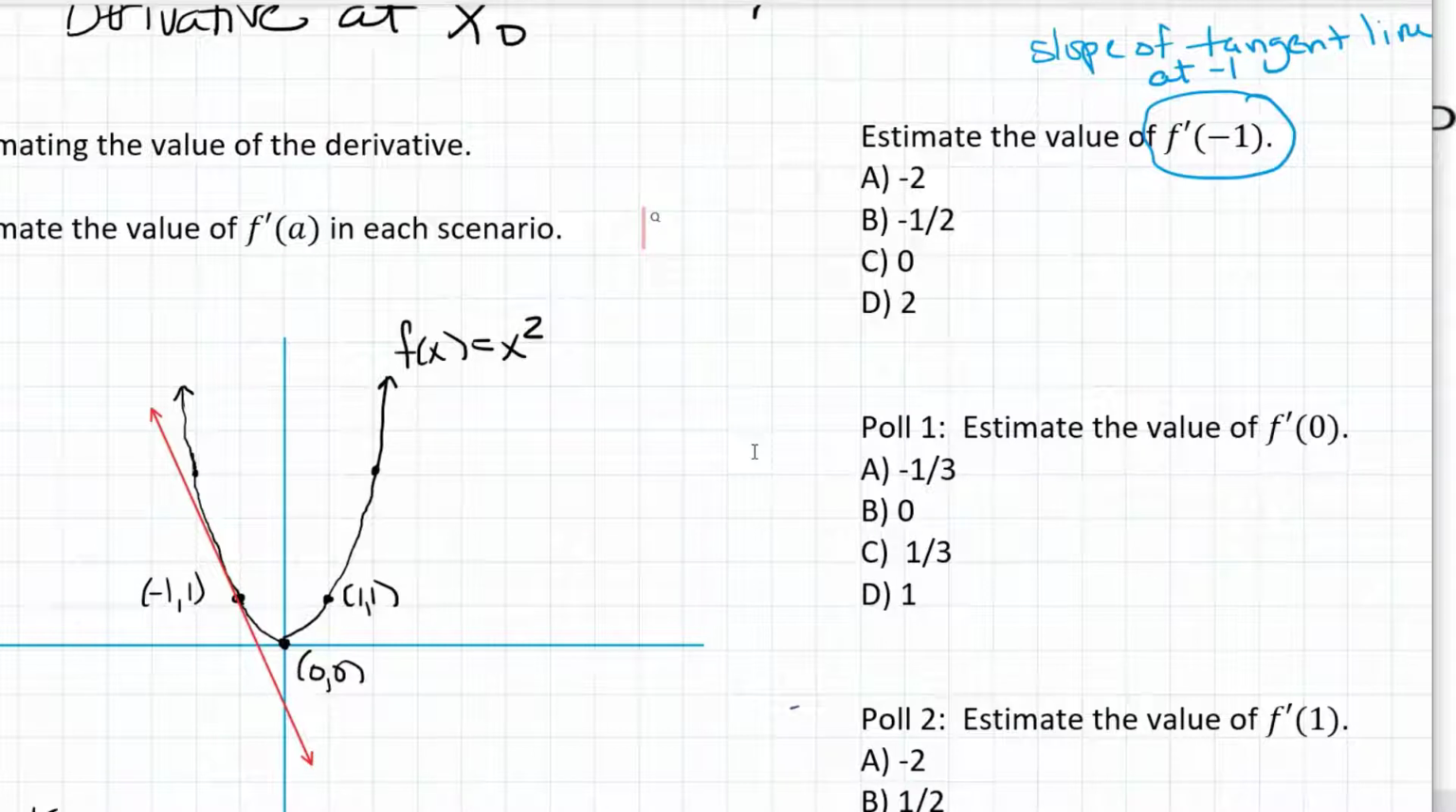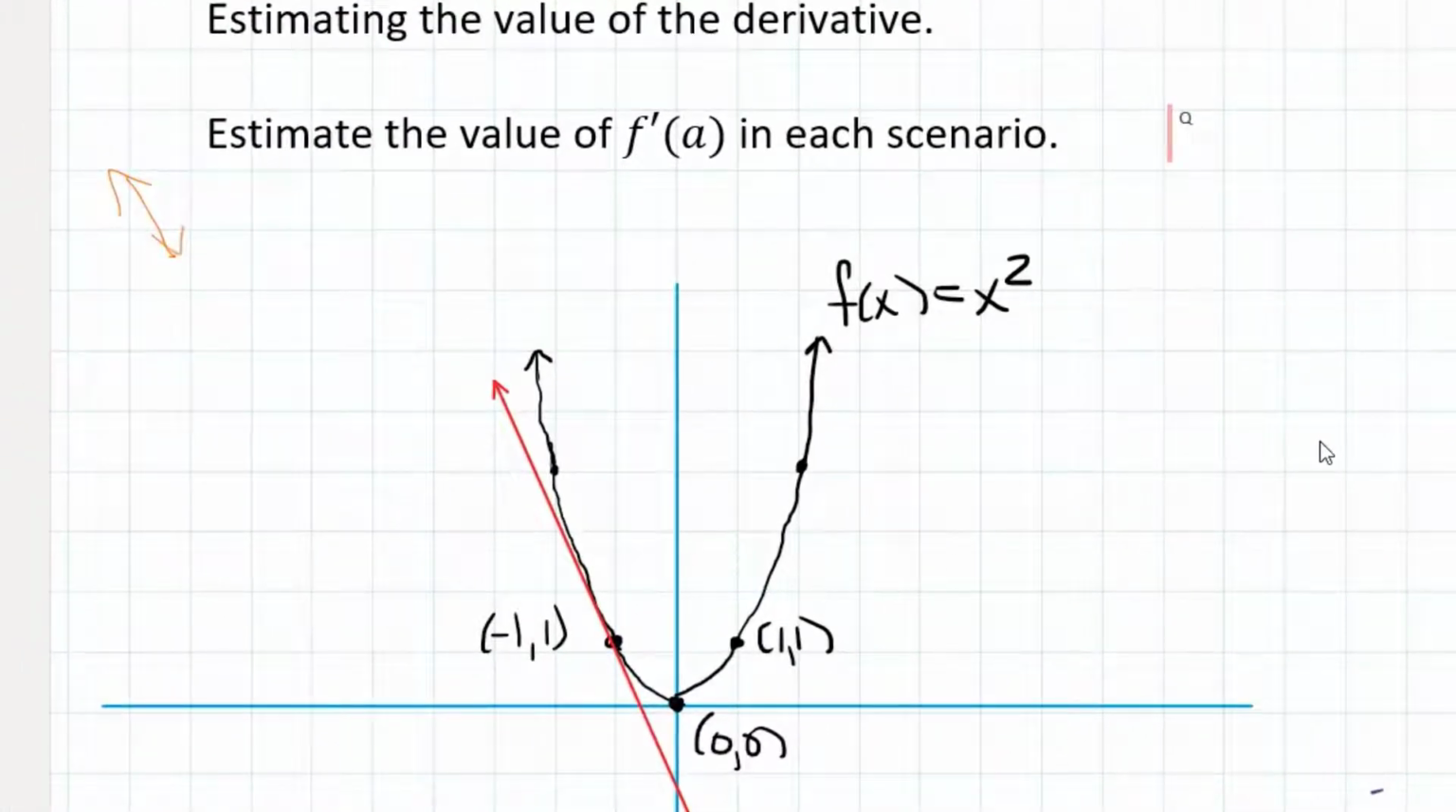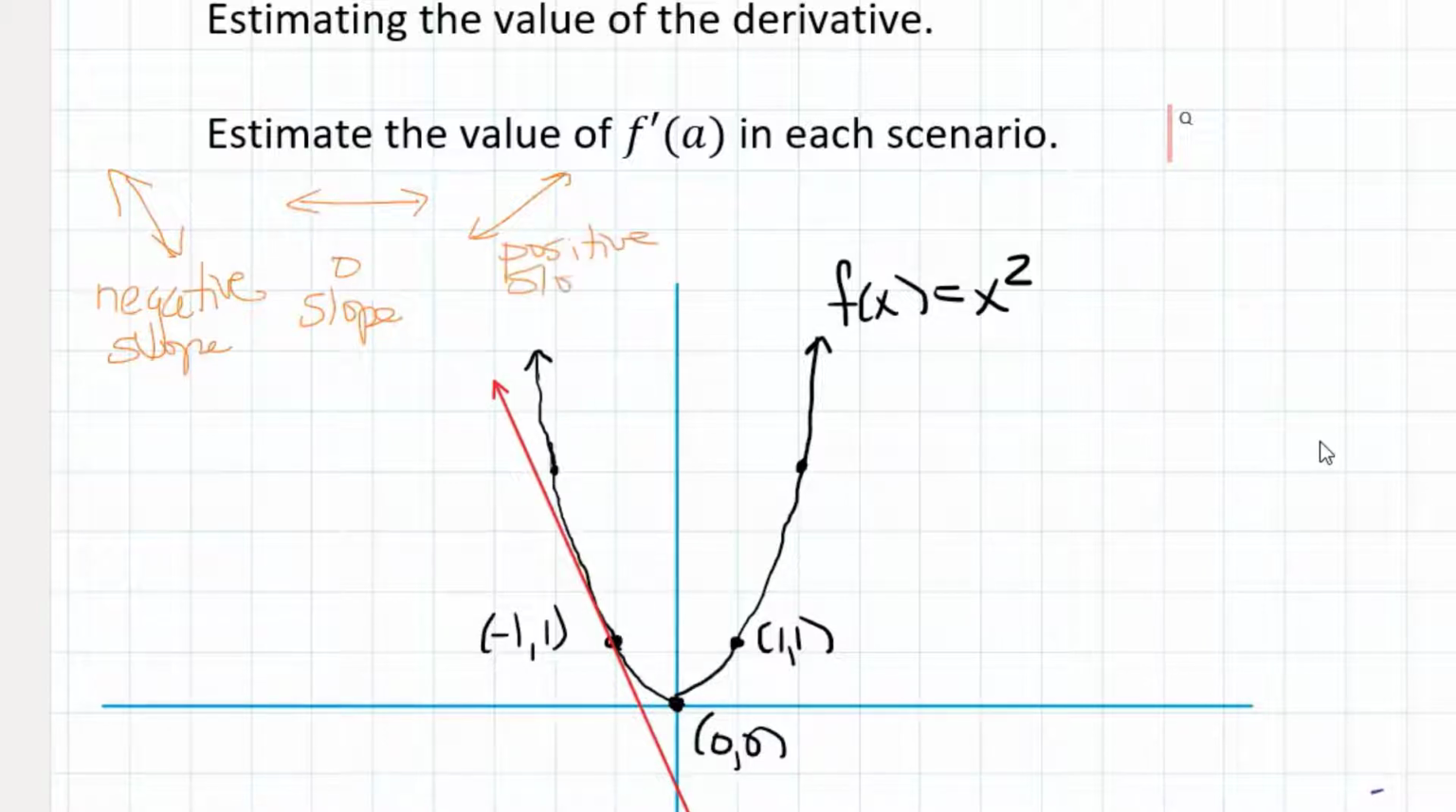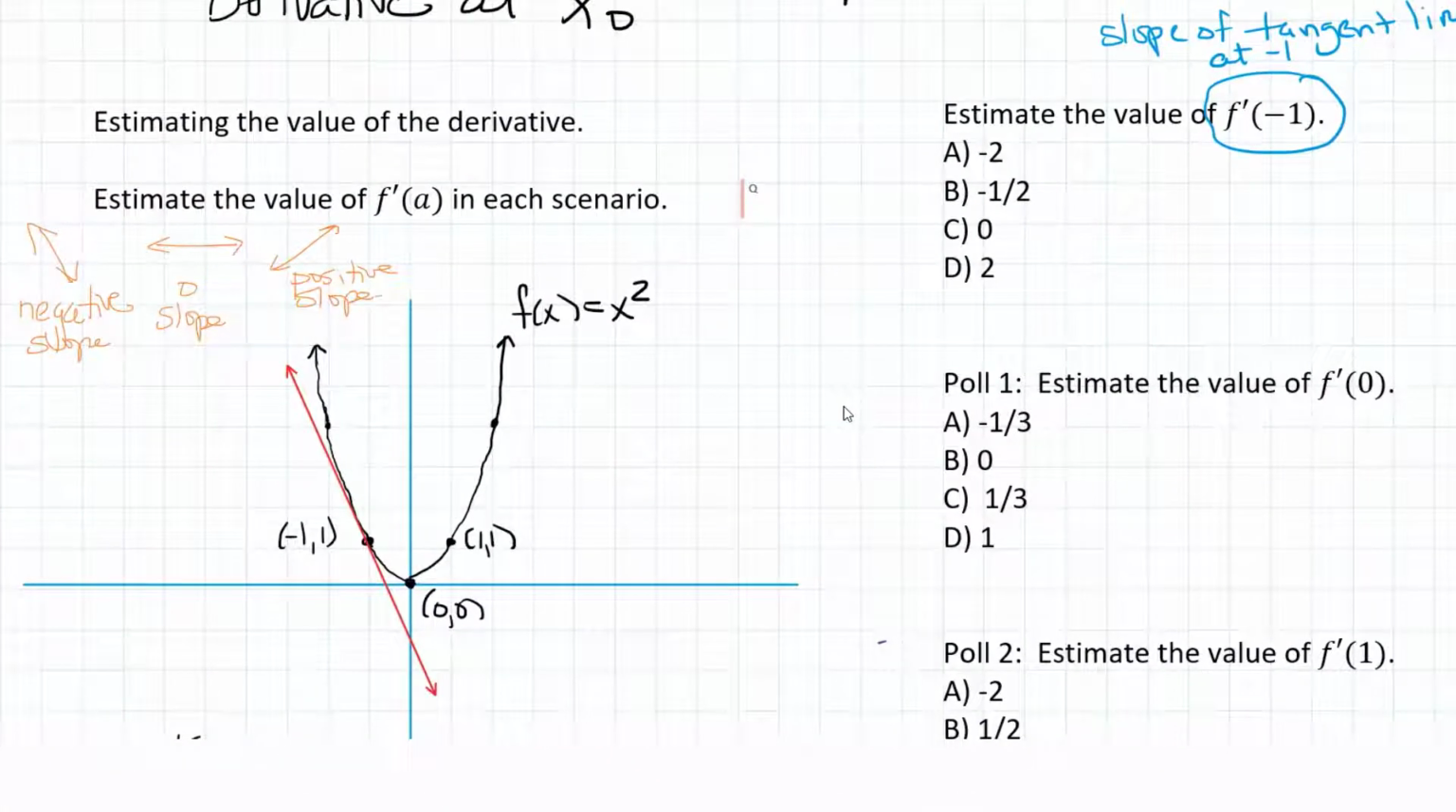When you're thinking about that, remember that a line that is falling from left to right has a negative slope. A line that's horizontal has a 0 slope, and a line that's rising from left to right has a positive slope. So immediately we can eliminate 0 and positive, right? Because this tangent line is falling from left to right. So which one looks like it's about the right slope, -2 or -1/2?